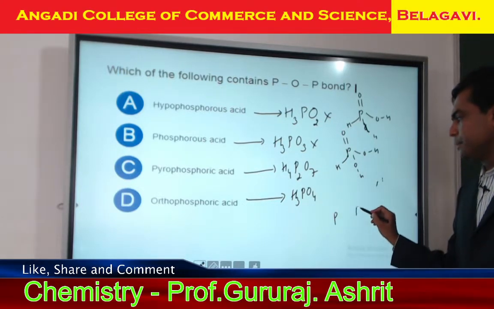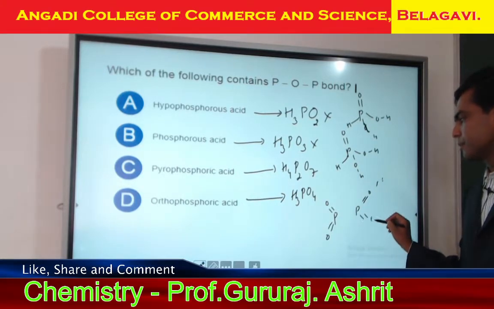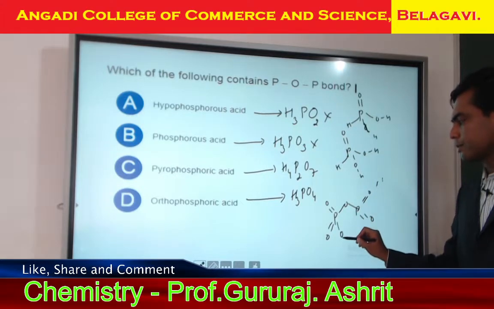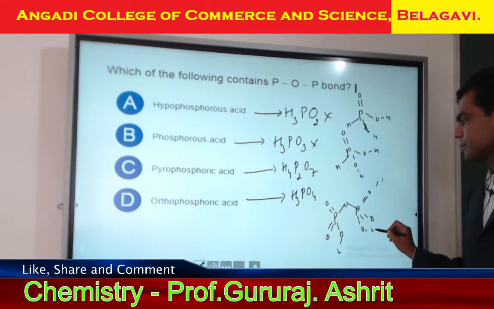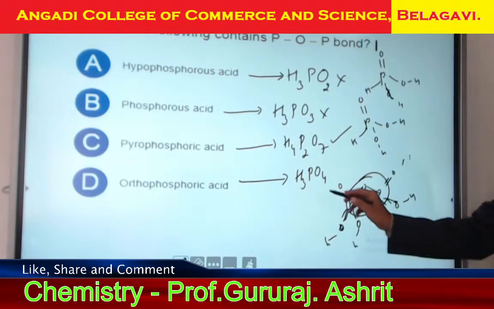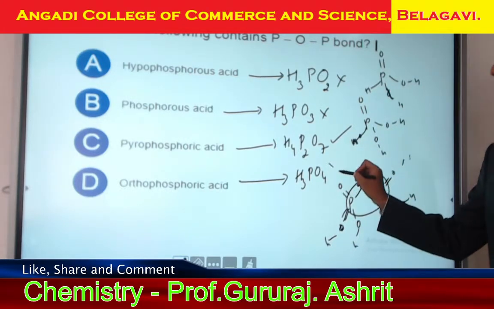H4P2O7, P, P, double bond O, double bond O. Four oxygens are there, one here, and the next one is OH, and here it is OH. So H4P2O7, right? Another one will be OH, and here also OH. It contains the P-O-P bond. Therefore, option 3 is correct. And the last one, you can see it is just a modification like that, so this is also wrong.